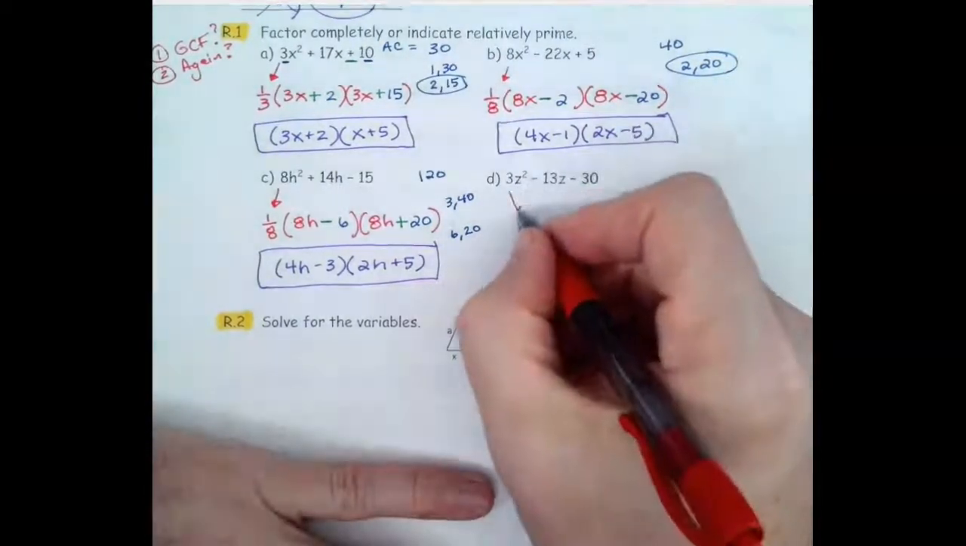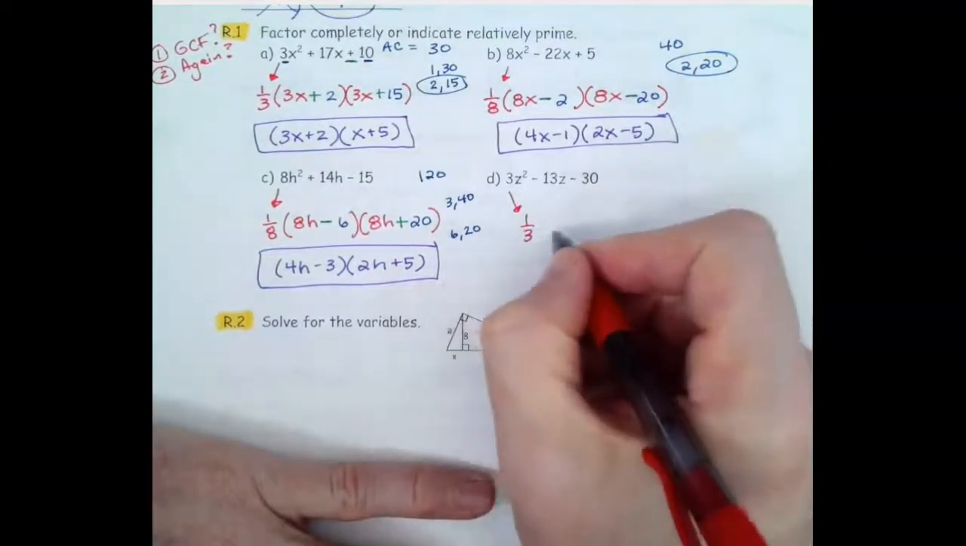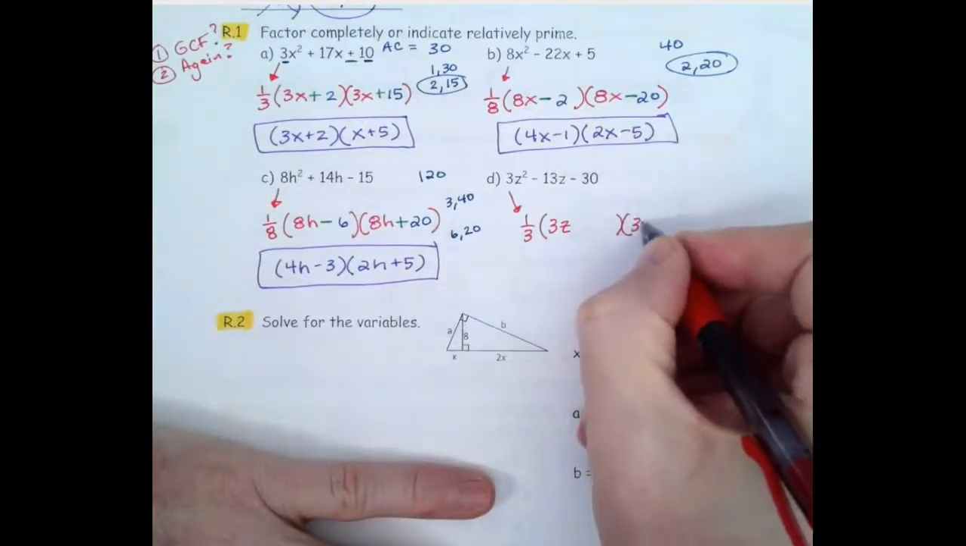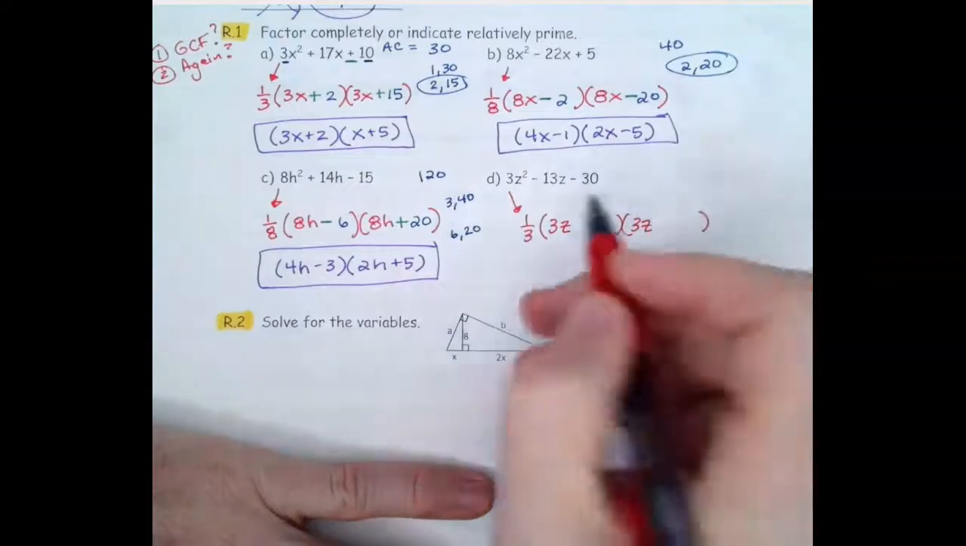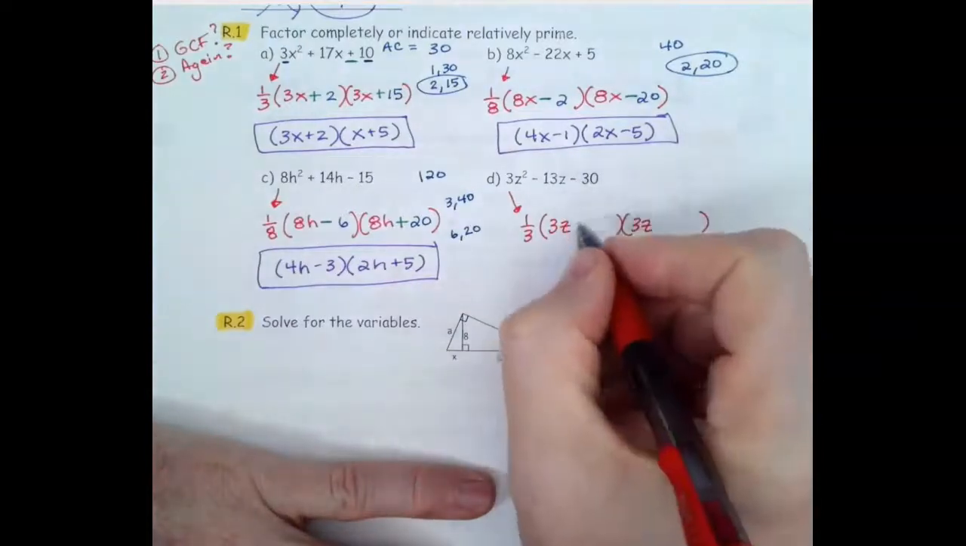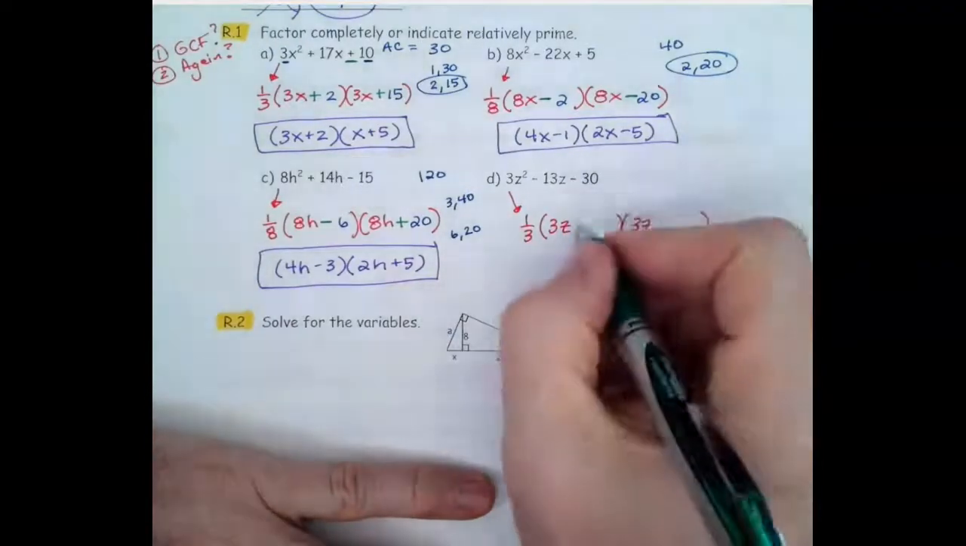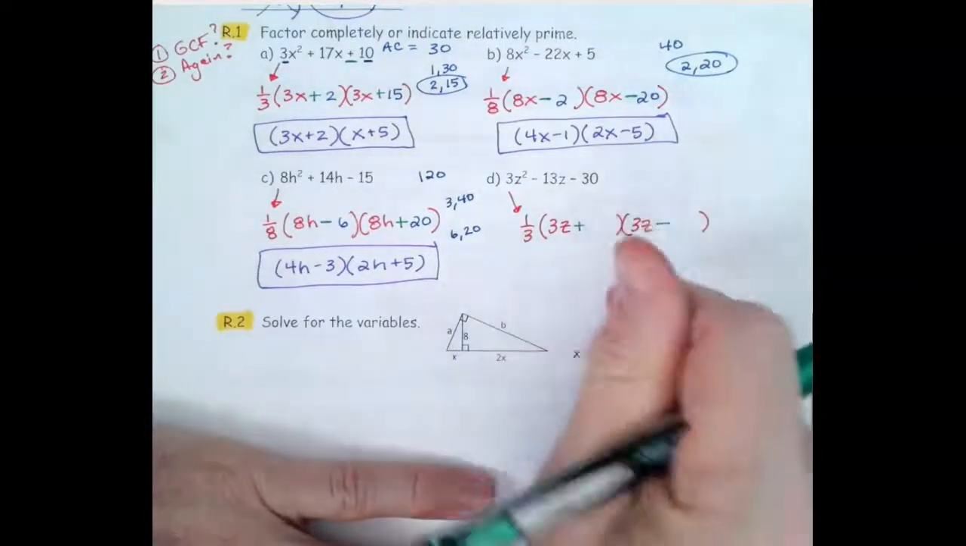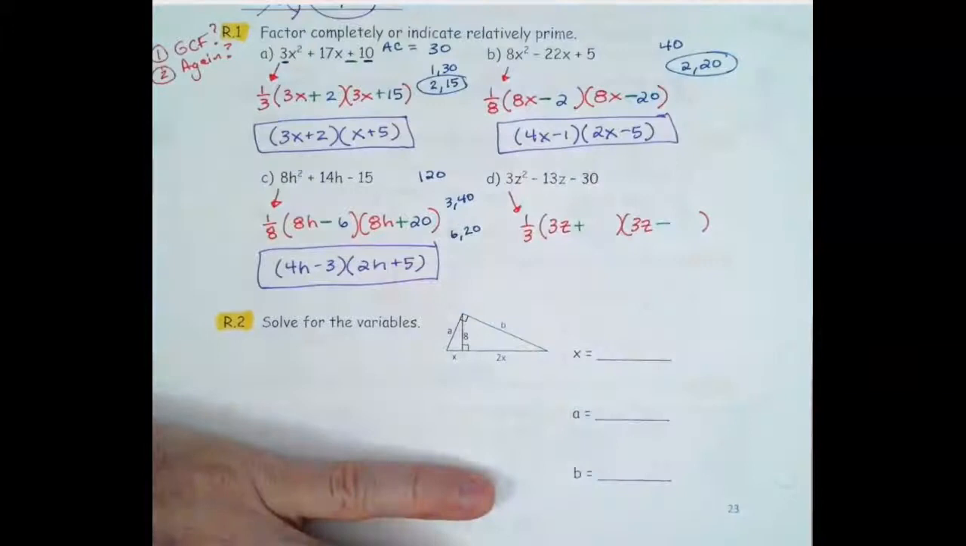And here, 1/3, 3z. Okay, that's negative. That means the signs need to be opposite. So we need a plus and a minus. Not a big deal where you put those two, but then when you put the numbers in, it is a big deal.